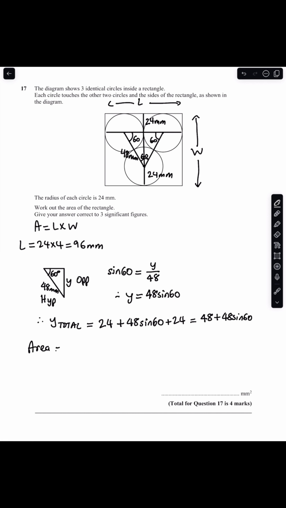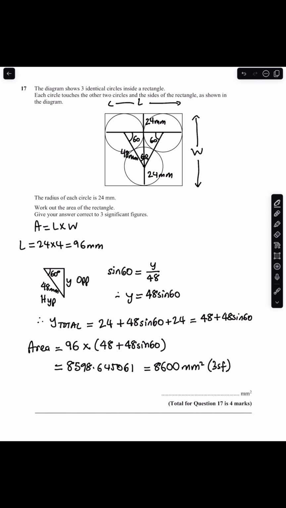So the area equals 96, which is my length, multiplied by 48 plus 48 sine 60. And when you put that into your calculator, that gives you 8,598.645061, which gives you 8,600 millimeters squared to 3 significant figures. So your final answer is 8,600 millimeters squared.